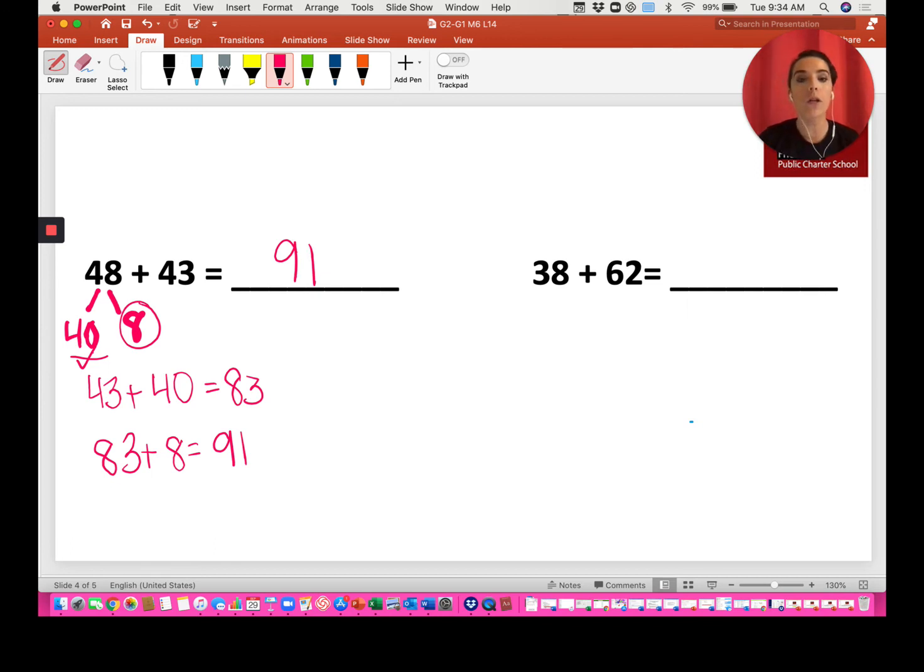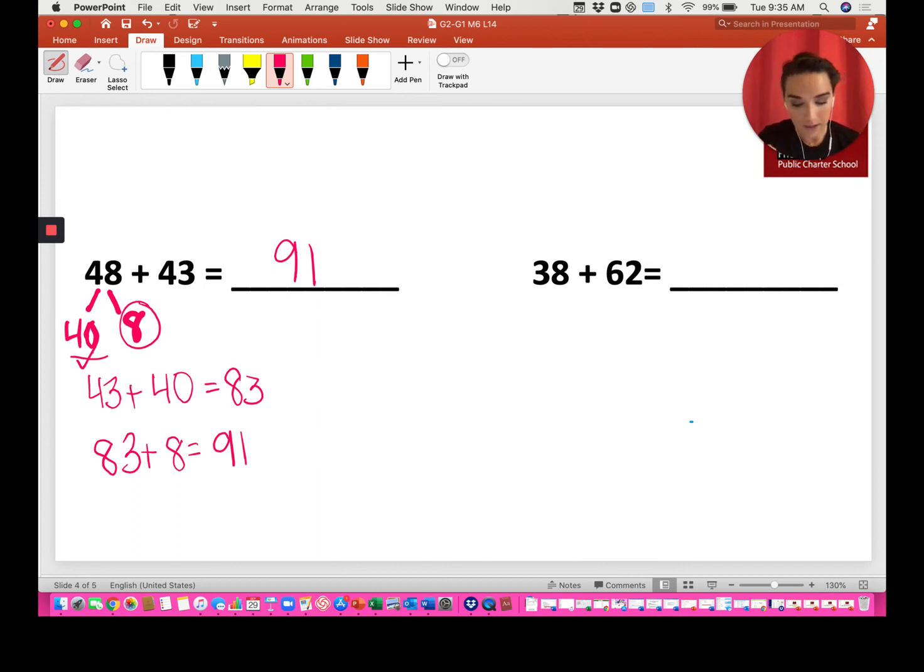But now we're going to try and decompose 38 plus 62 by decomposing both numbers. All I want you to do right now is just decompose the two numbers. Don't solve yet, just decompose. When you're ready, hit play.